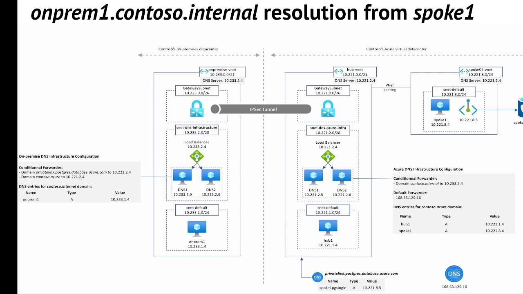We send the query to the DNS load balance in the hub, as defined in the DNS setting of spoke one. Then the DNS VM sends the request to the on-premise load balance, because of the conditional forwarder configuration, and the on-premise DNS is authoritative on the domain and returns the associated record.